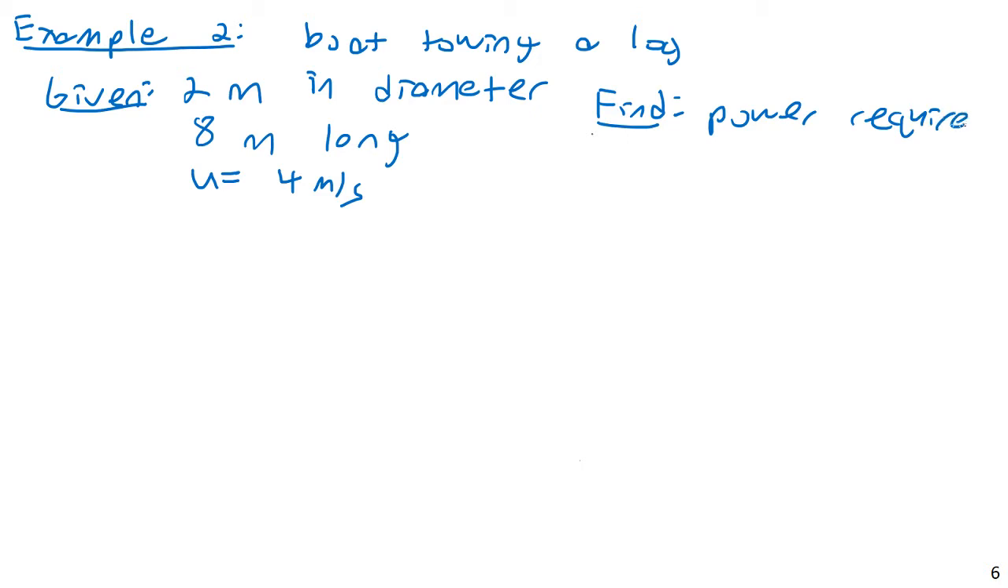Now, since we're not given anything about the speed of the water, I'm going to assume that the water is stationary. Like this would be something like a lake, that kind of thing. But if it were a boat towing the log down a river, then we would need to take that into account and either subtract or add to the relative velocity accordingly. So power required to overcome drag.